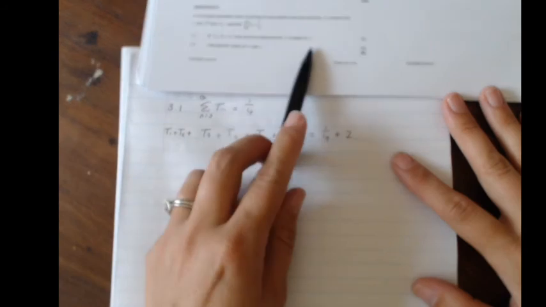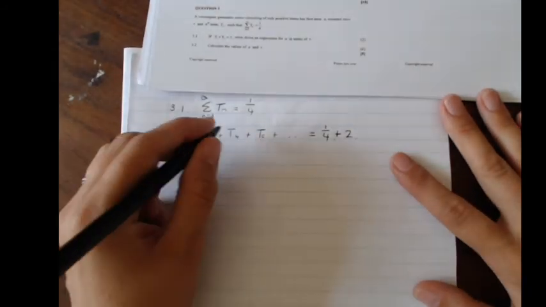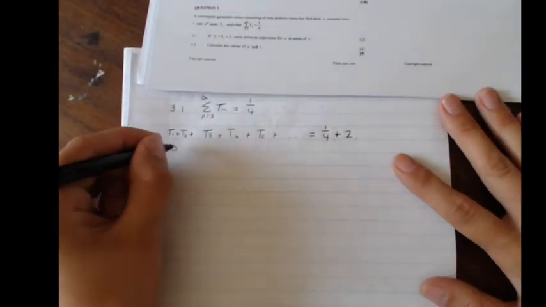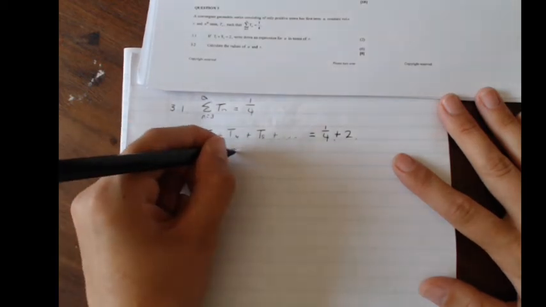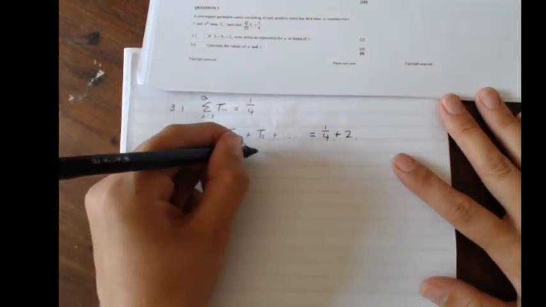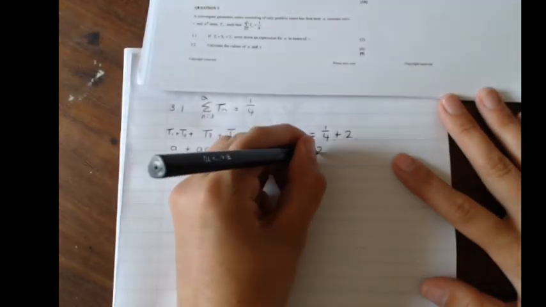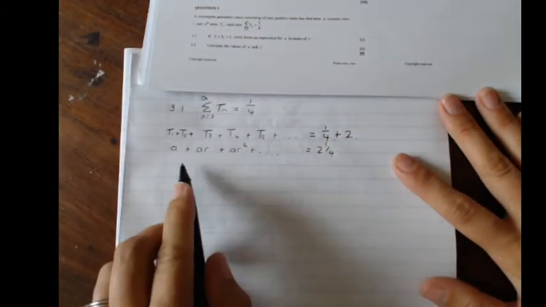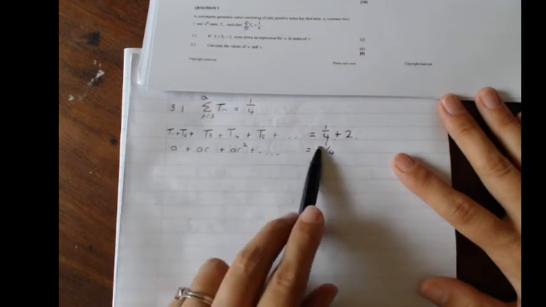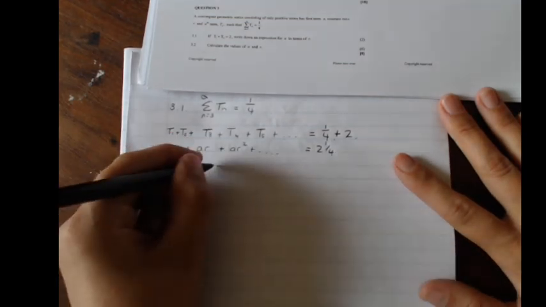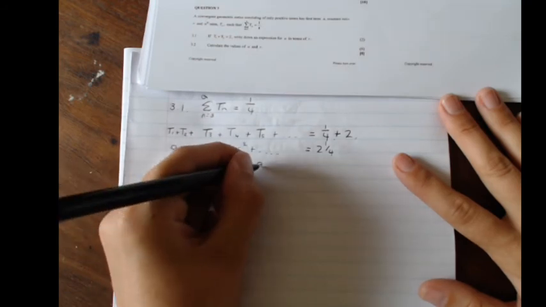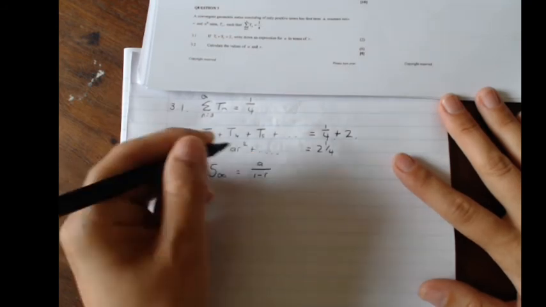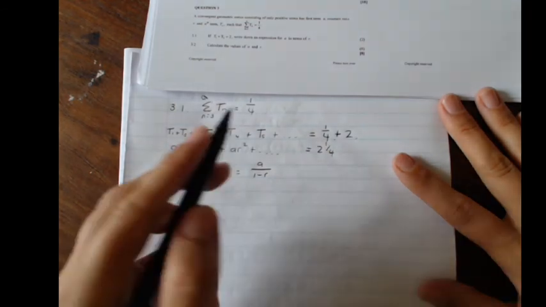And write down an expression for a. So this term 1 is a plus ar plus ar to the power of 2, plus up until infinity, is going to be 2 and a quarter. This is now the sum to infinity, which is basically 2 and a quarter. So if I look at the formula, the sum to infinity is a over 1 minus r, and the sum to infinity is 2 and a quarter.